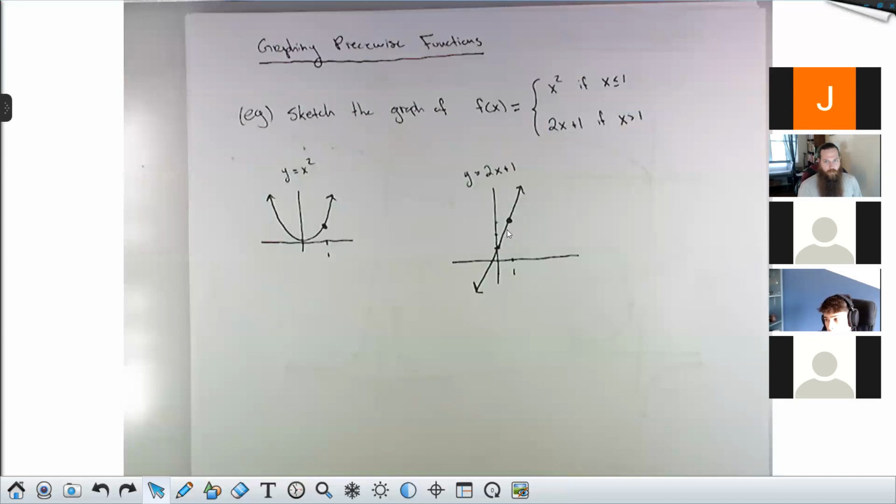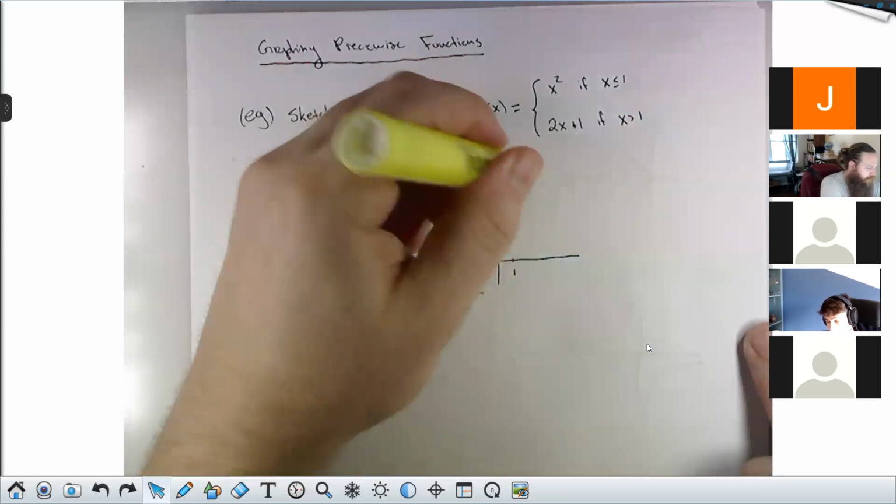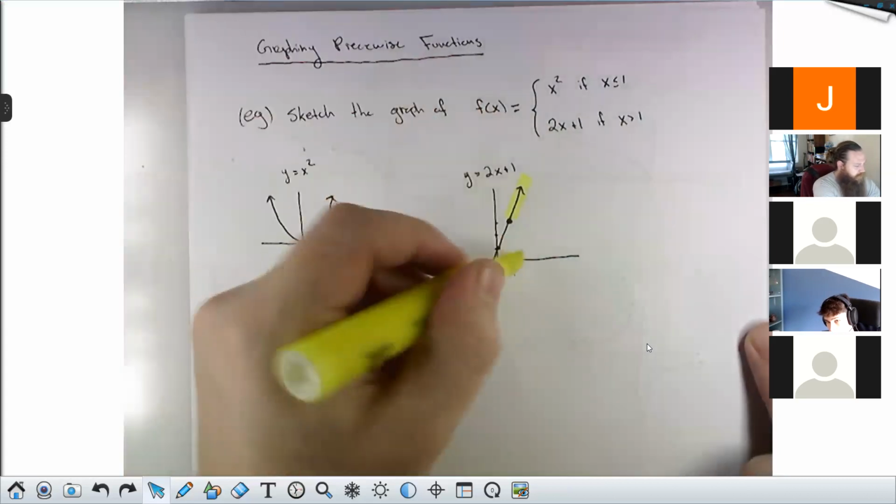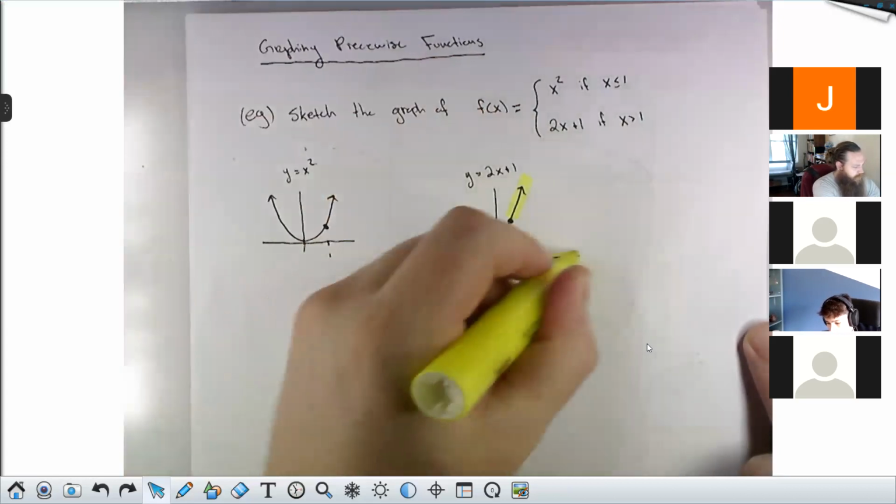So I'm going to throw away, here's x equals 1. The x's which are greater than 1 are the x's to the right of 1 on the number line. So I'm going to throw away any part of that graph that's associated with stuff to the left of 1. In other words, I'm going to retain only this part, because that's the part that's associated with the x's which are greater than 1.